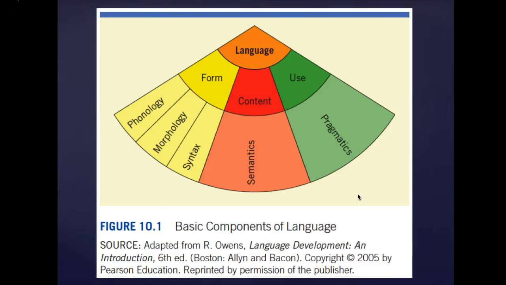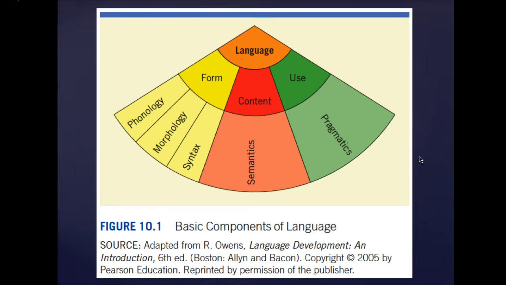So, when you look at this figure, you can see that language is broken up into three main areas. You have form, which is basically grammar. You have content, which is vocabulary. And then you have use, which is pragmatics or social skills and how language is used. And we're going to talk about all five areas. So, form or grammar has three main areas: phonology, morphology, and syntax.